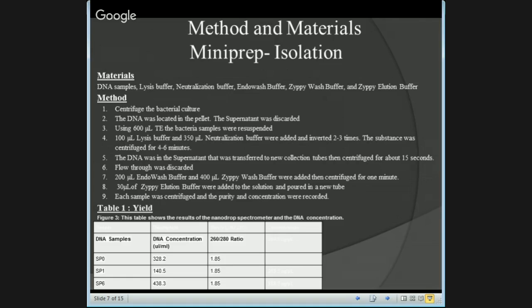Flow through was discarded. 200 microliters of endo wash buffer and 400 microliters of the zippy wash buffer were added, then centrifuged for 1 minute. 30 microliters of the zippy elution buffer were added to the solution and poured into a new tube. Each sample was centrifuged and the purity and concentration were recorded. And below in table 1, you can see all the results that were yielded.